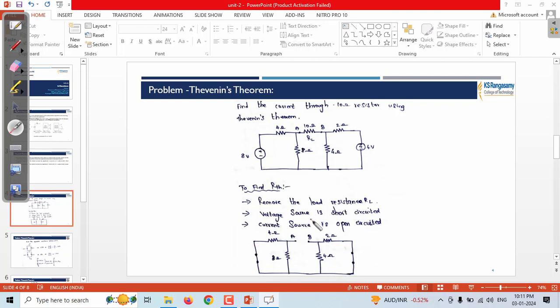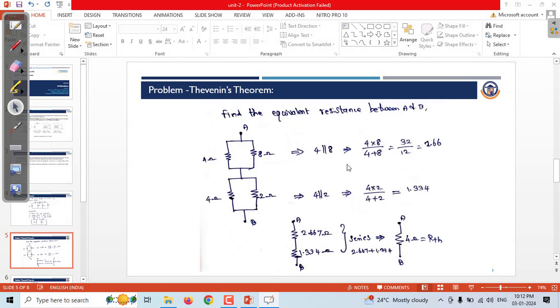This is the final diagram after removing the load resistance RL and converting the voltage sources into short circuits; current sources, if available, would be open circuits. Here we have two voltage sources that are short circuited, and we have removed RL. Between A and B we have to find the equivalent resistance.